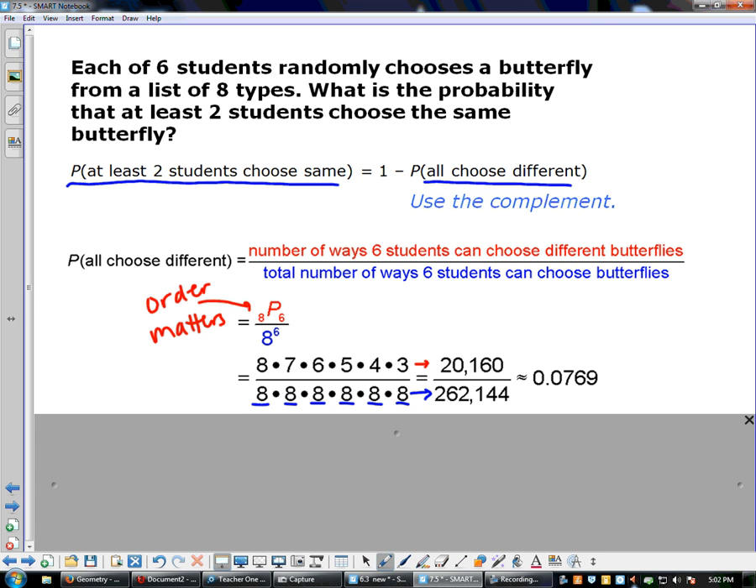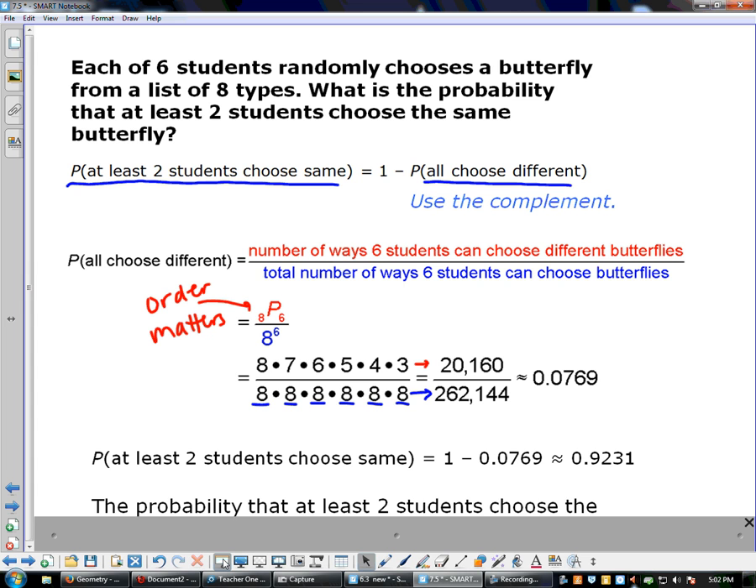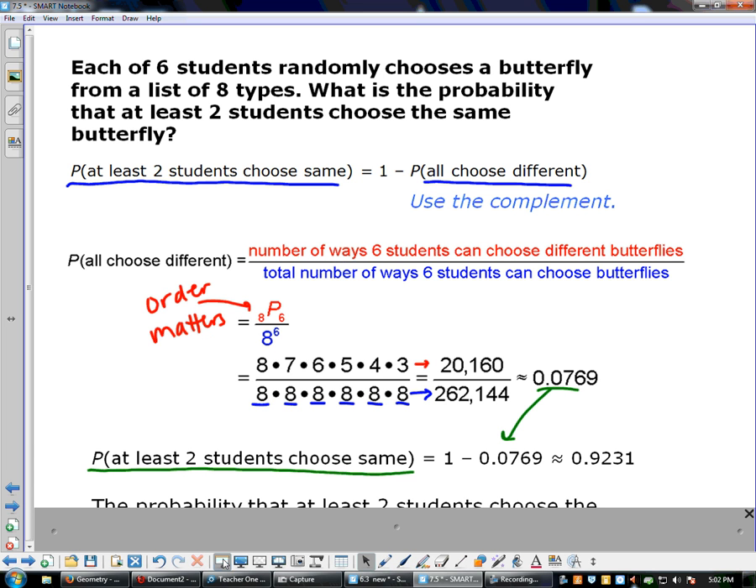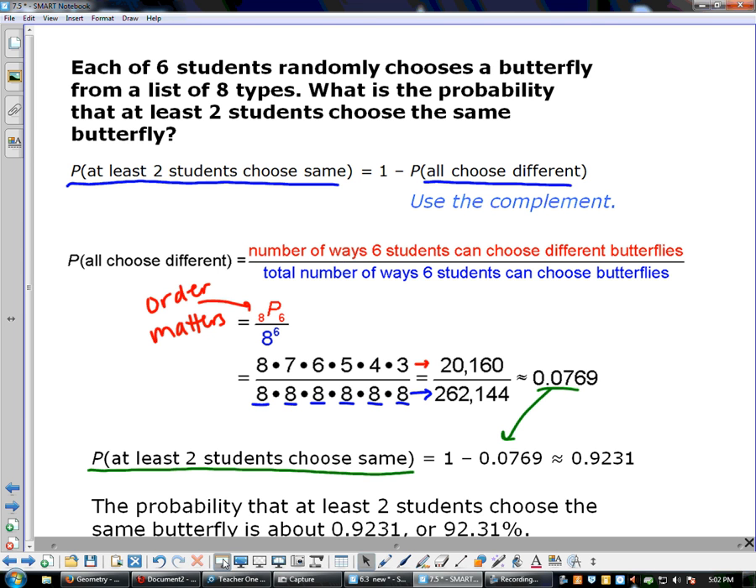So if I now want to find the probability that at least 2 of them choose the same, I'm going to take 1 minus the probability we just found. So we have 1 minus that probability we just got from this part here. The probability of what we actually were looking for, that at least 2 choose the same, is about 0.9231. Okay, so that's about 92.31%.